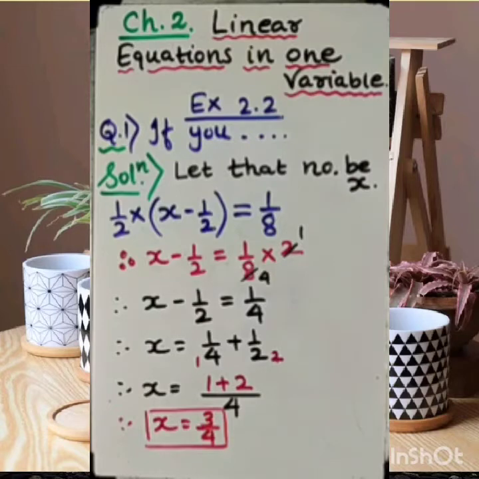But this is not the complete answer, because the question is a word problem. We need to mention: therefore, that number is 3/4. That is the rational number 3/4. This is the complete solution along with the statement. The answer you must give in statement form. Therefore, that number is 3/4.